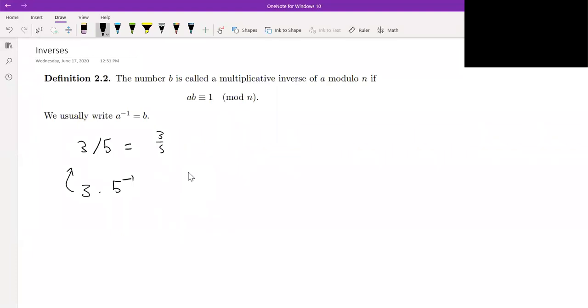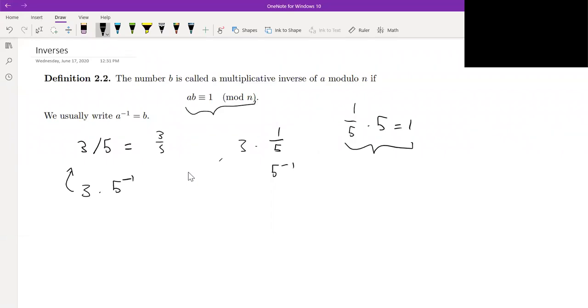Also, usually when we divide by 5, what we're really doing is 3 times 1 over 5, or 5 to the minus 1. And 1/5 in regular math times 5 is equal to 1. This is the same thing we see here. So that's how we motivate our definition for a multiplicative inverse inside modular arithmetic.